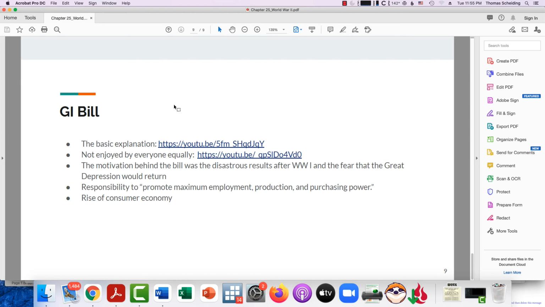So you have the U.S. government saying, okay, let's make sure that the economy doesn't go back to having a Great Depression. Let's say that the central bank and the federal government need to ensure that there's maximum employment, production, purchasing power. But also you get the GI Bill. And the GI Bill is designed to help move the economy to a consumer economy. Let's see this basic explanation here.